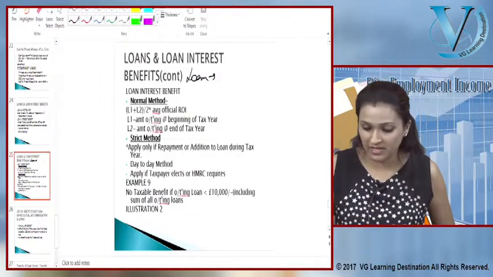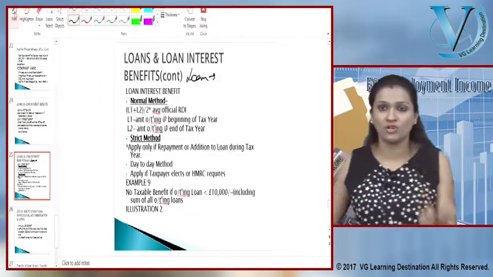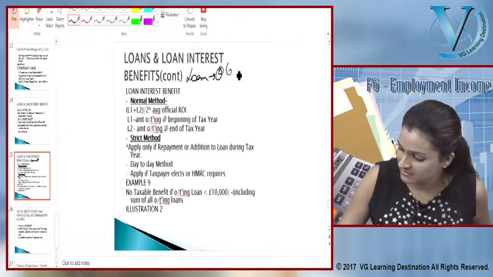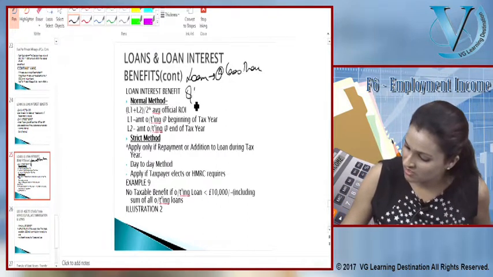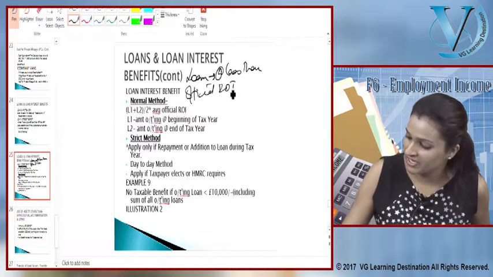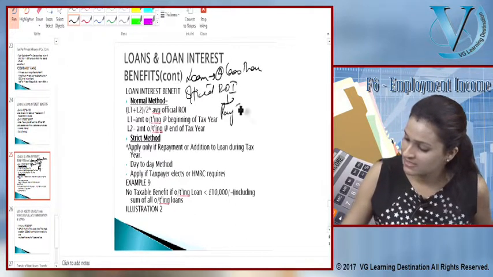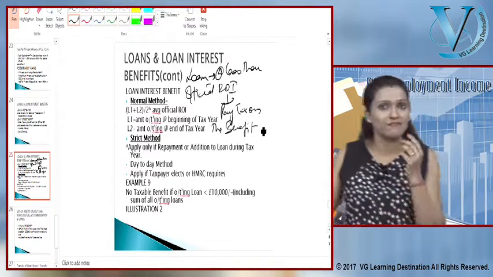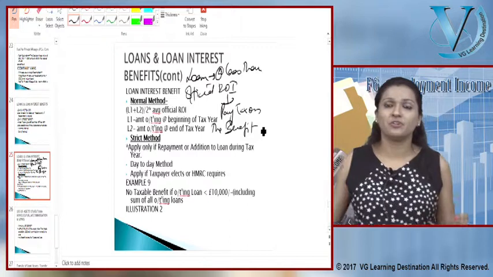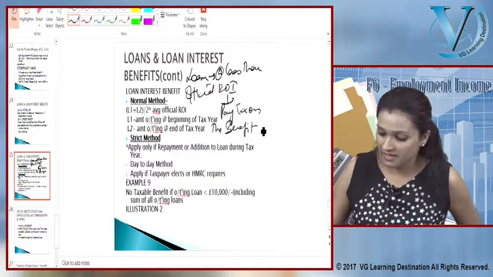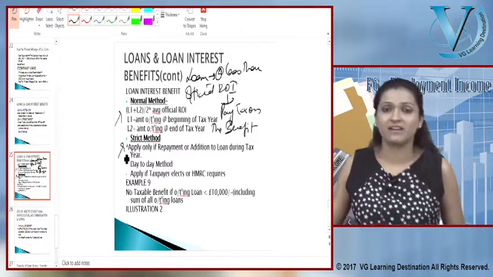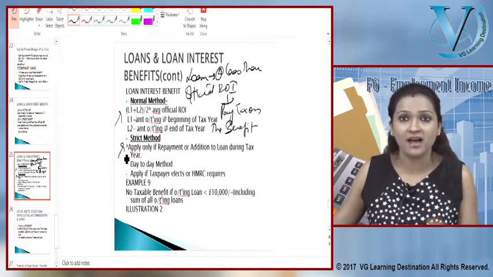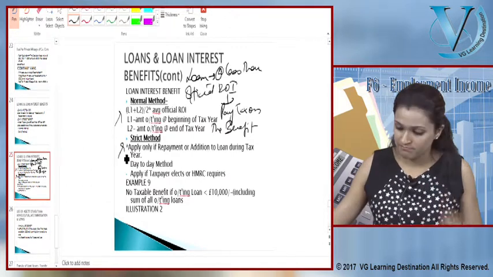Right. So where were we? Right. So what basically happens, loan interest benefit is when you enjoy a loan at less than the official rate of interest. So you need to pay tax on the benefit enjoyed, right? But if there is a benefit, definitely you need to pay tax upon it. Under the two methods, normal or strict, whichever is more beneficial, you can choose, unless HMRC specifically asks you to choose the other method.